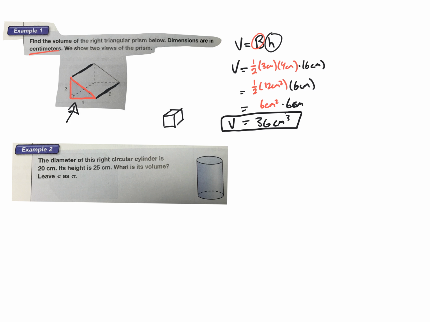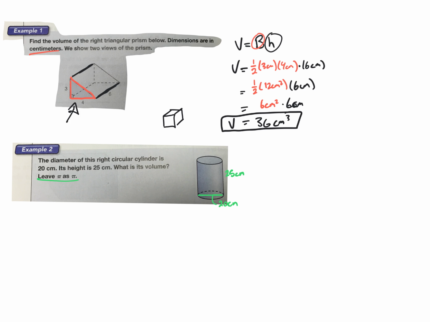Now example 2 is a little bit different because it's the diameter of the right circular cylinder, which all cylinders are circular, is 20 centimeters. So let's go and draw that on there. It says the diameter, so it's all the way across. That is 20 centimeters. Its height is 25 centimeters. What is its volume? Leave pi as pi.